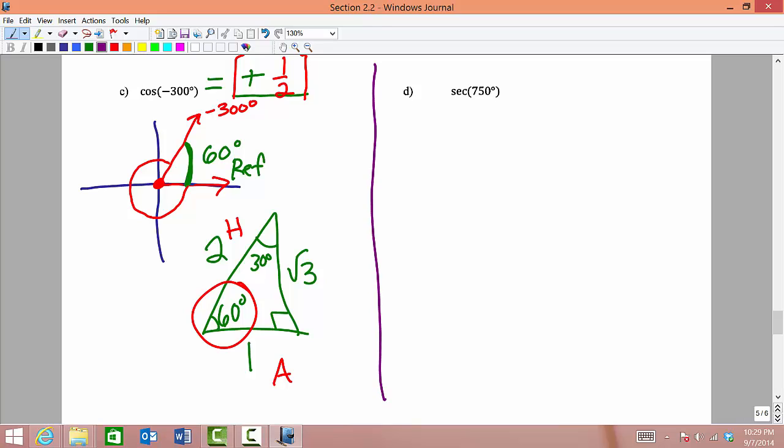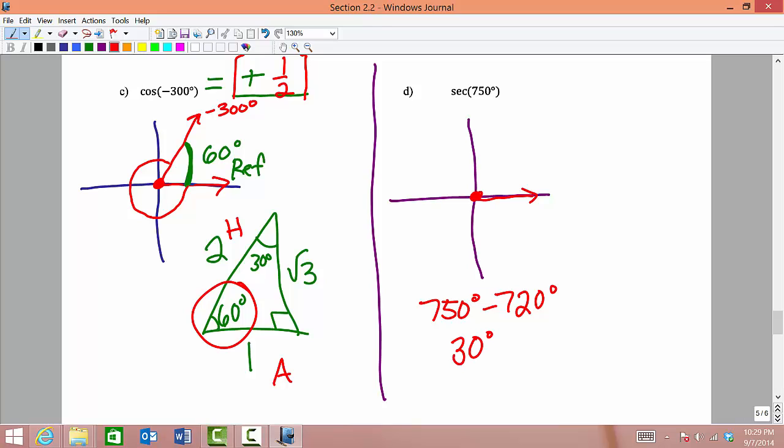Lastly, we want to find secant of 750 degrees. So we want to graph our angle. So we can tell that 750 degrees is definitely more than one complete rotation, and in fact 750 is 2 complete rotations and a little bit more. So we'll subtract 360 twice, and when I do that, we should get 30 degrees. So we're going to go 1 complete rotation, 2 complete rotations, and then we have 30 degrees more.